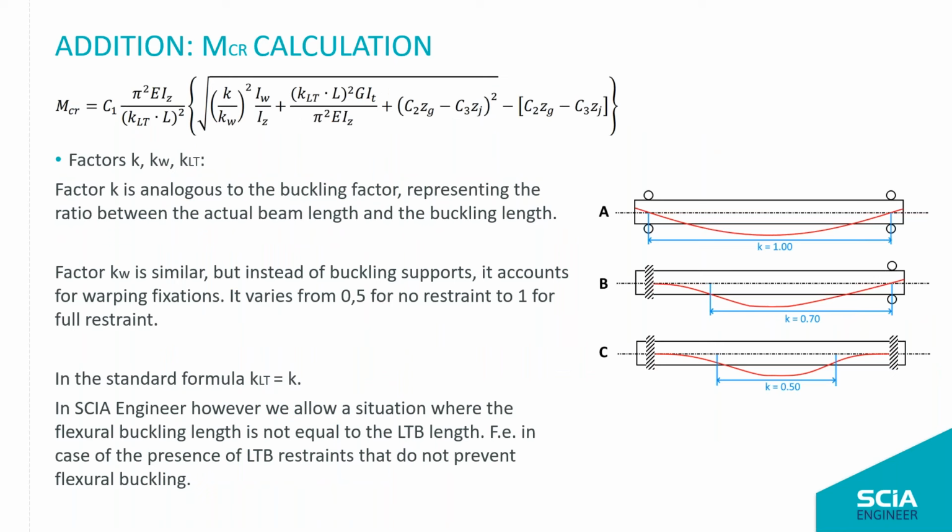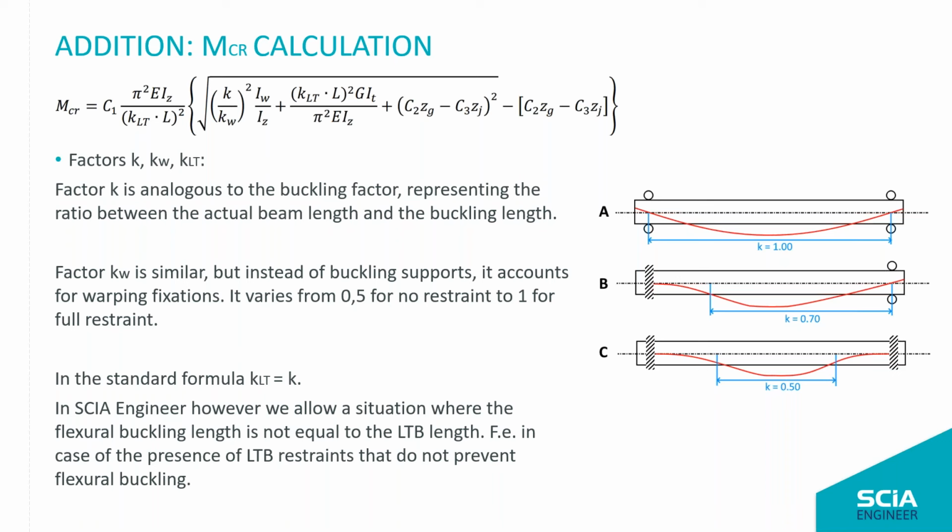And the first factors I want to discuss are K, KW, and KLT. The factor K in this formula is analogous to our buckling factor. It represents the ratio between our beam length and our buckling length. You can see in the image some standard examples. If the two ends are free, we have a K equal to 1. If they're fixed, we have a K equal to 0.5. Not rocket science here.